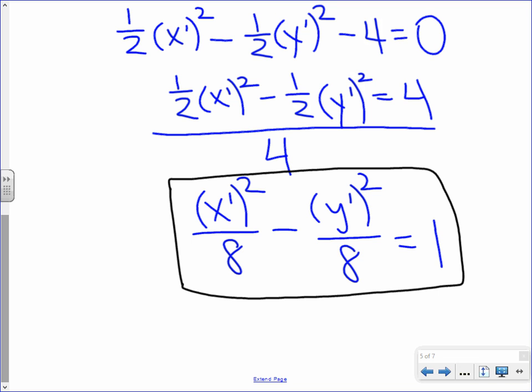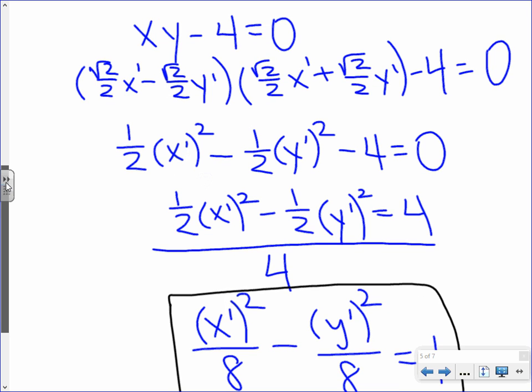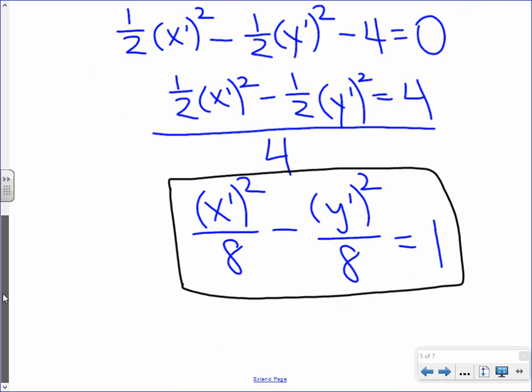Does it matter if you put the prime sign with it? Okay, so in your answer, you do need the primes because it's based off of a new set of axes. But if in your algebra you don't want to take the time to write the primes, you just write them in at the end, I'm not going to get too fussy about that. But this does need to be rewritten as x prime and y prime.